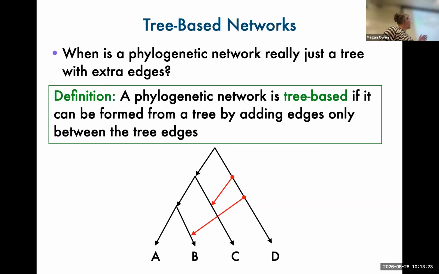I can add that edge, but I'm not allowed to add this edge because it's going from a tree edge to one of my added-in network edges. Of course, it's possible we could find a different tree, so that you can say, okay, there's this base tree and then these extra edges added, but with the black base tree, this would now not be allowed.